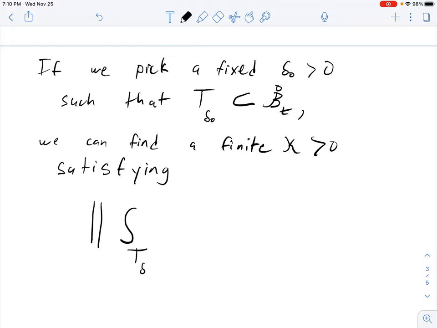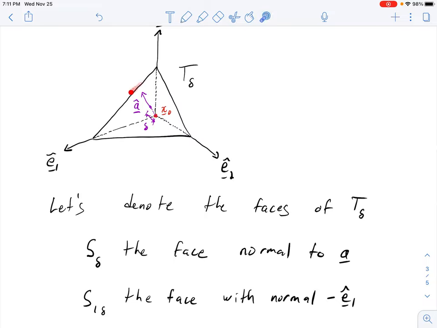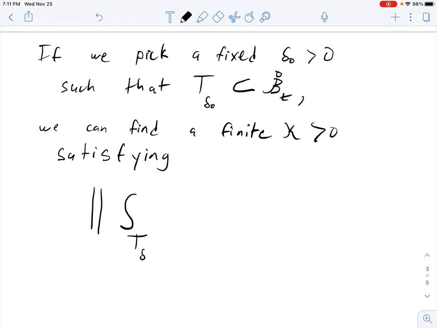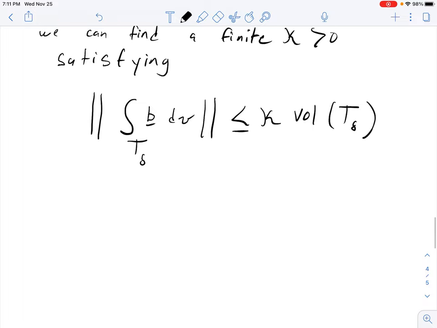over T delta, note that this is delta and not delta naught, so this T delta at this point could be bigger or smaller than T delta naught, but it's got the same area normal vector. So we keep these side faces here and we're just moving this face out this way or back in this way to squish it or make it bigger. All right, so the integral over that, and remember this is a spatial volume, the generalized body force, dV, is less than or equal to kappa times the volume of T delta. This is for all 0 less than delta less than or equal to delta naught.